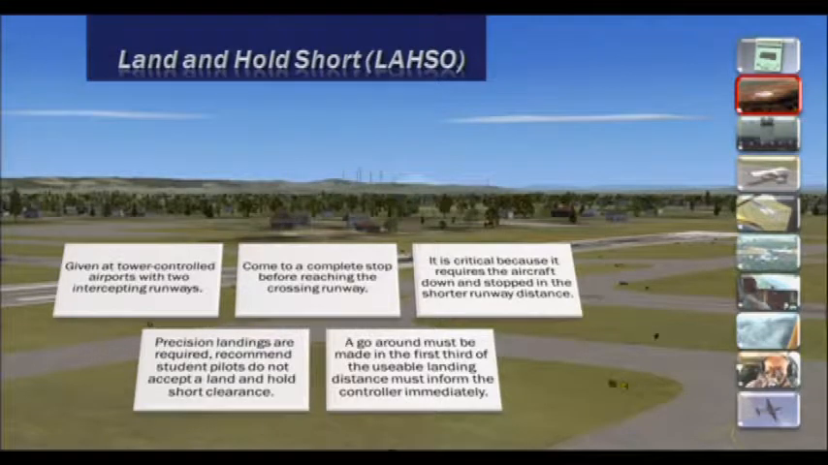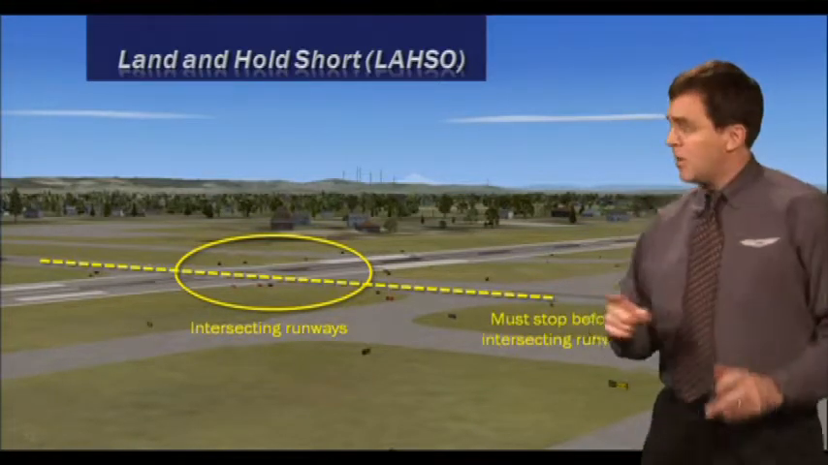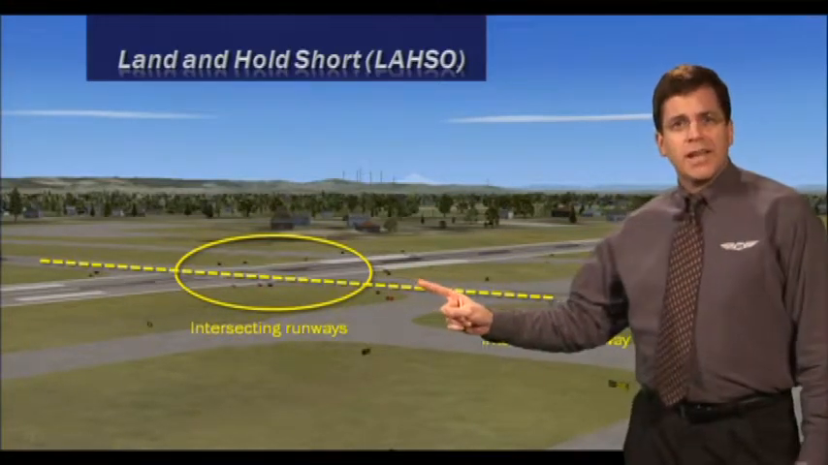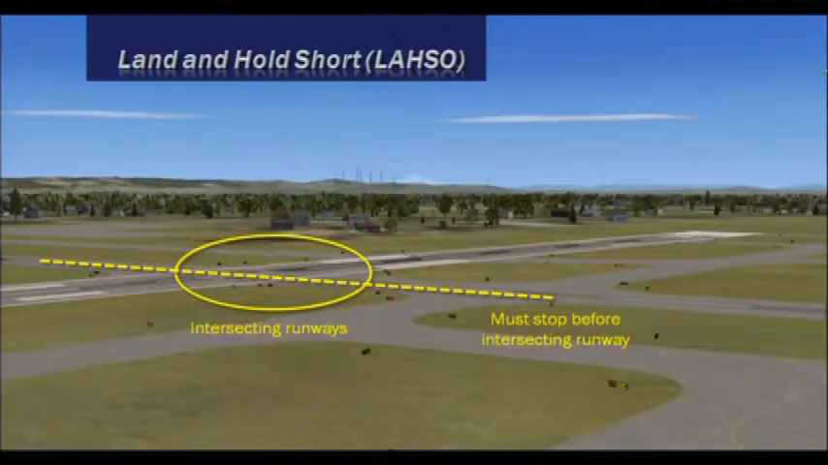A go-around must be made in the first third of the usable landing distance, and the pilot must inform the controller immediately. Now, let's check this example. Here we have an intersecting runway. The airplane must be stopped before the crossing runway that you see right here. As the pilot lands, note how he successfully completes a LAHSO by stopping the airplane before reaching the intersecting runway.